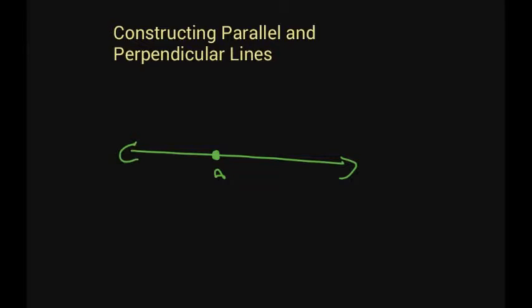So, first thing you do is you put your compass on A, and then the pencil somewhere on the other side, and you make an arc. Turn your compass around on the same setting and do a second arc. So you've got two arcs on that line. Then take your compass and let's label this B and C.